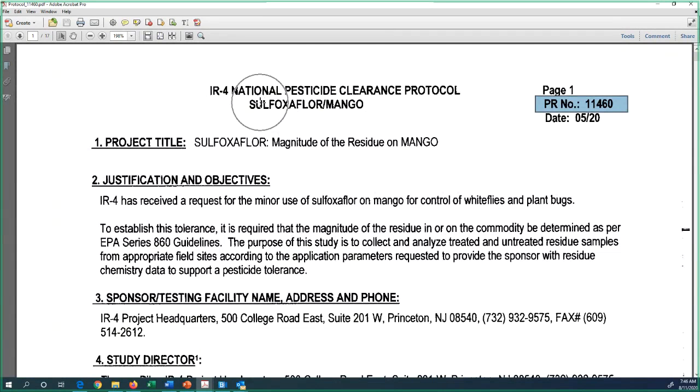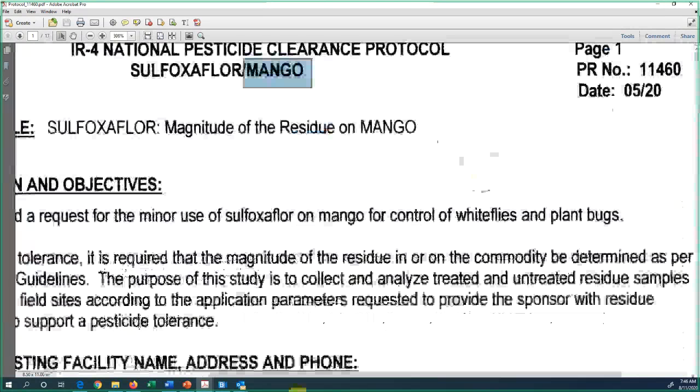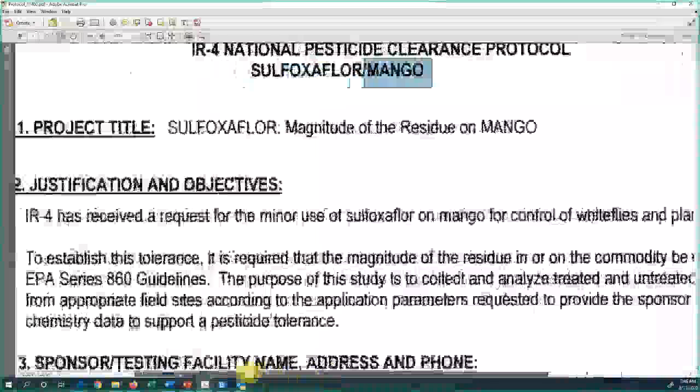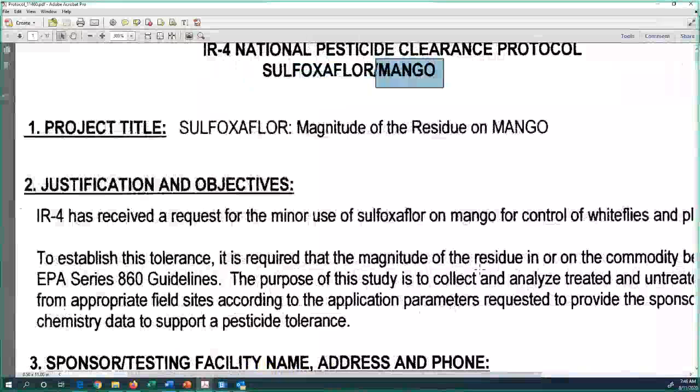So you will see that this is the title: IR4 National Pesticides Clearance Protocol. In your case, you probably change that wording, and you will see the chemical there and the crop there. That's the one we showed in our presentation a few minutes ago. Let me make this bigger for everyone to see clearly. So we have a title there, then the objectives, then the justification. That is necessary there, and we all know the necessary thing is the GLP.